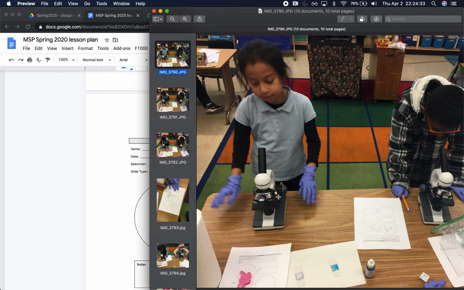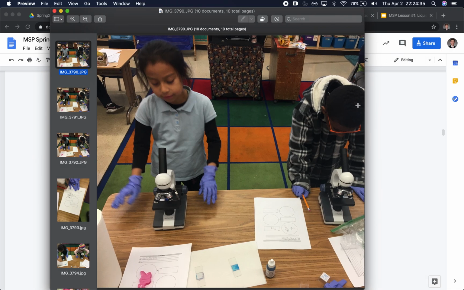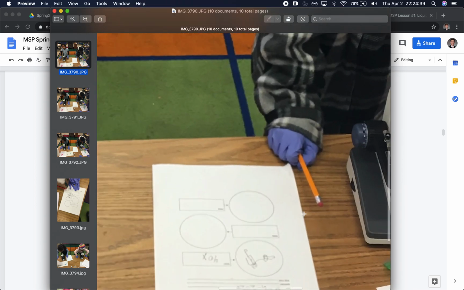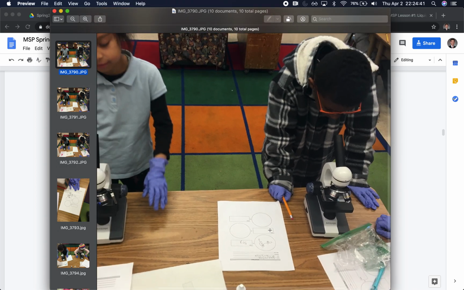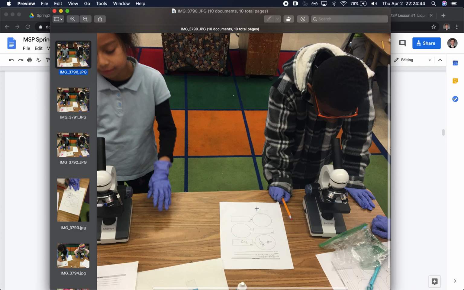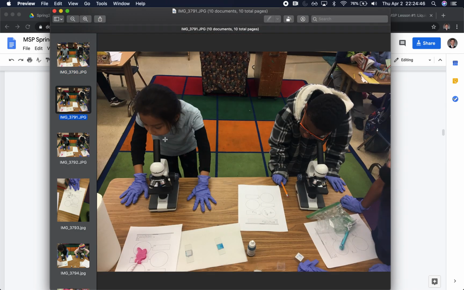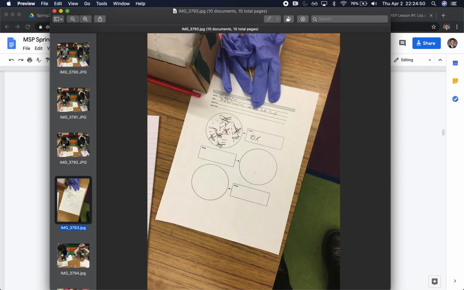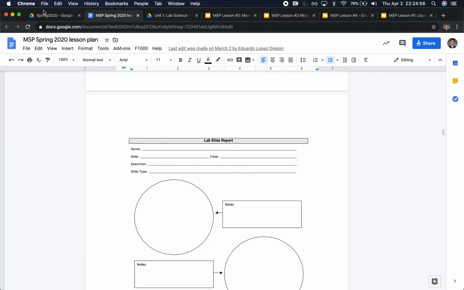So, for example, this is a picture of my students. You can see here they're drawing what they see at, for example, 40x. Here's another one, and you can see they have their gloves on, their PPE. Those are cheek cells. Great.